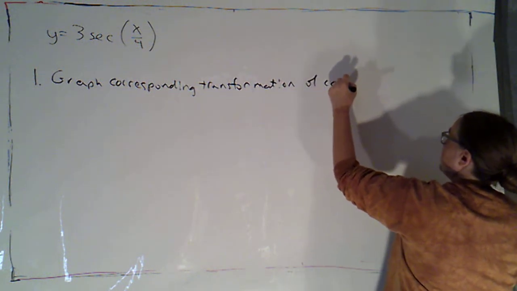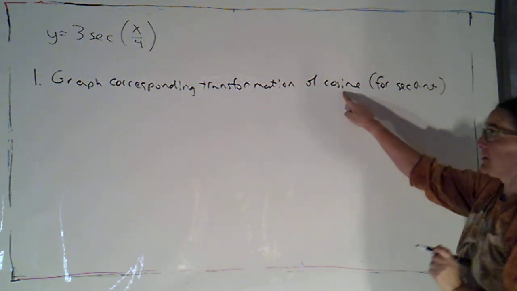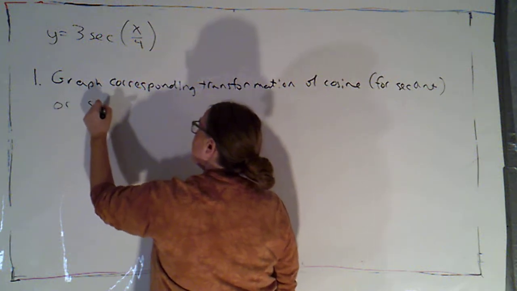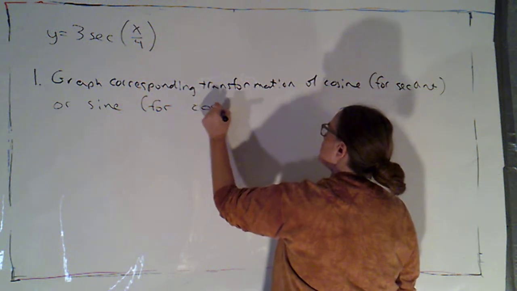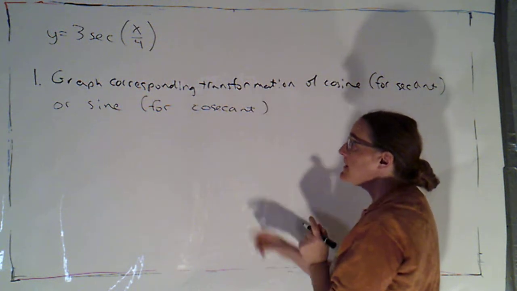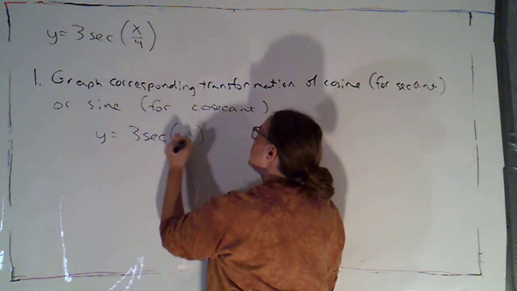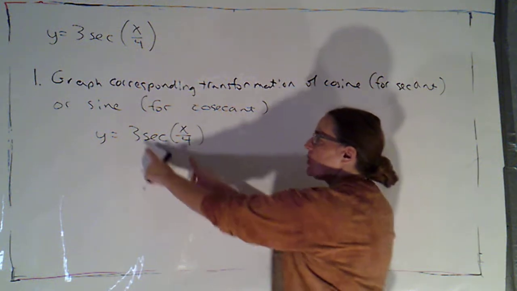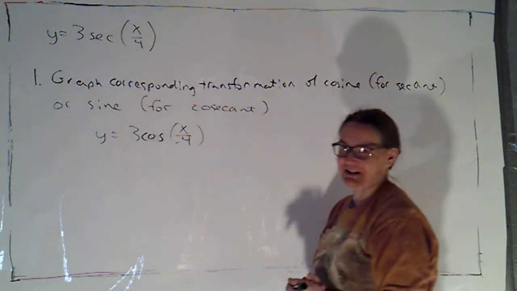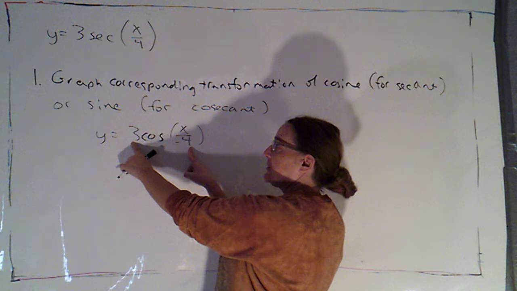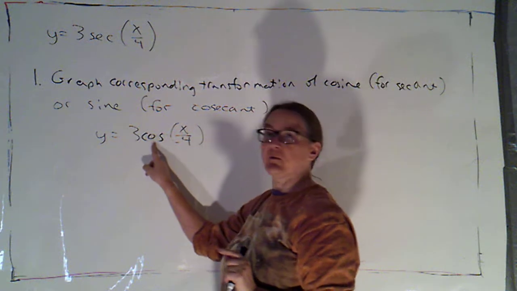of cosine for secant, because of course secant is the reciprocal of cosine, or of sine if I'm doing a cosecant one. So in this case, the corresponding transformation would be y equals 3 times cosine of x over 4. So keeping the multiplying by 3 and dividing by 4 exactly the same, but replacing secant with cosine.